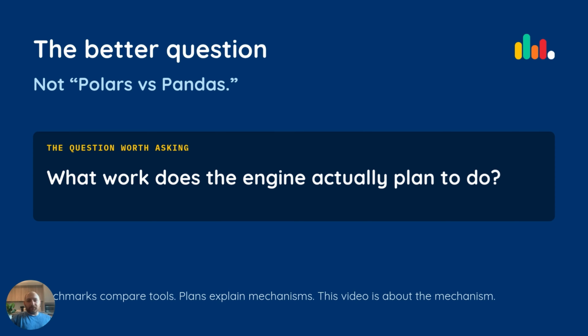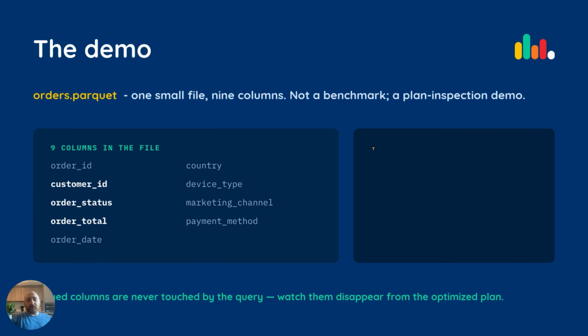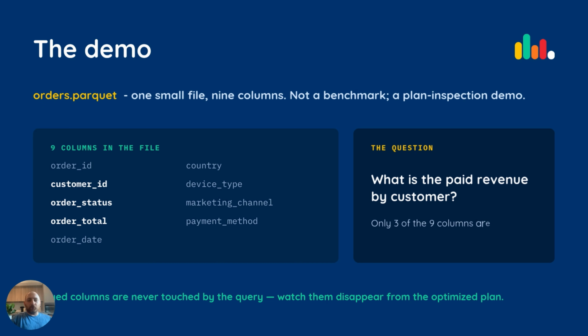For this example, imagine we have a Parquet file called orders. It has columns like customer ID, order status, order total, order date, and then a handful of columns this query does not need: country, device type, marketing channel, payment method. 9 columns in total. We want to answer one simple question: what is the paid revenue by customer?